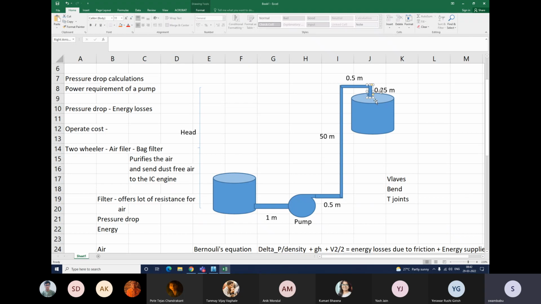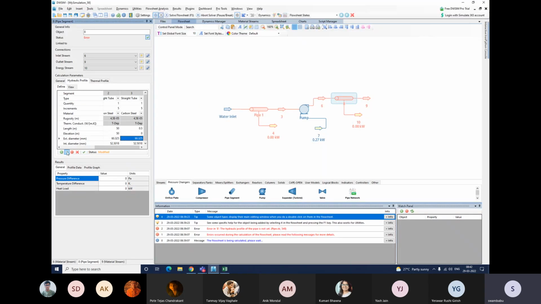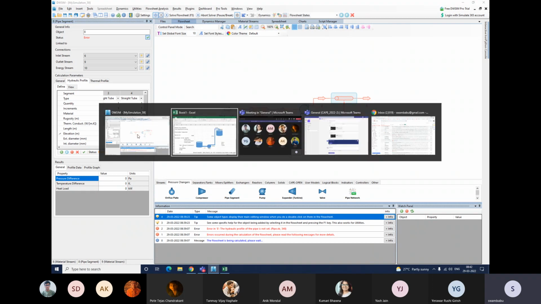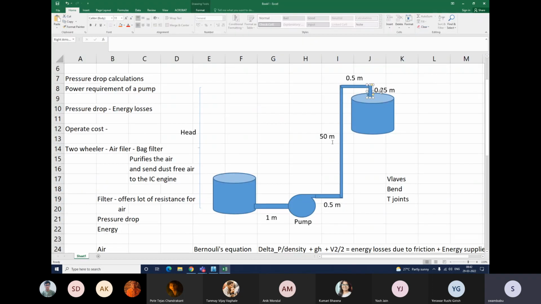This is 0.25 meters, elevation 1. So we have the fourth segment. This is a straight tube, and again we select carbon steel. Length is 0.25, elevation is 0.25. Sometimes the length and elevation vary. In what case will they vary?